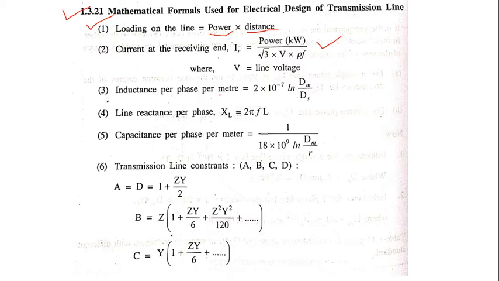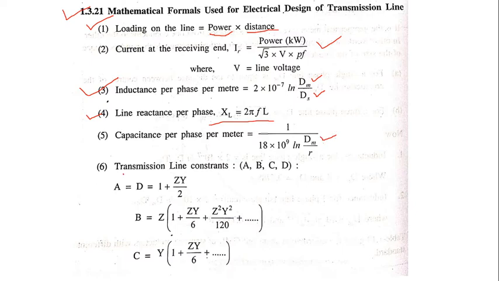Now the inductance per phase per meter, the equation we already seen, that is 2 into 10 raised to minus 7 ln Dm by Ds. Over here, what is Dm? That is the mutual GMD, and what is Ds? That is the GMR or self GMD. Okay, line reactance per phase, that is XL. We all know the equation of XL, that is 2πfL, the line reactance per phase. And capacitance per phase per meter is equal to 1 divided by 18 into 10 raised to 9 ln Dm by r. Over here Dm is the mutual GMD.